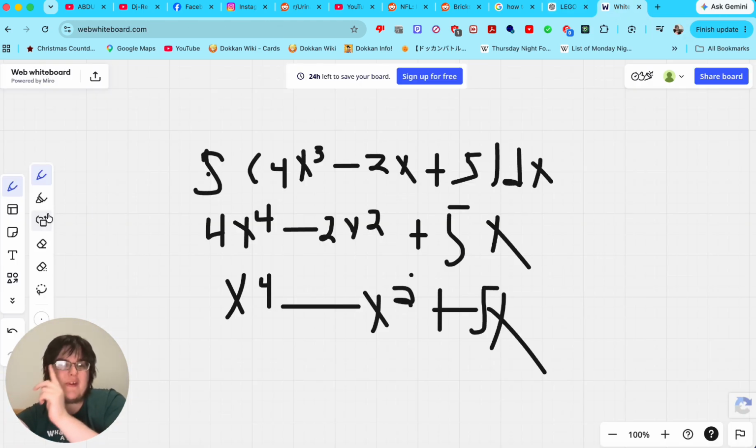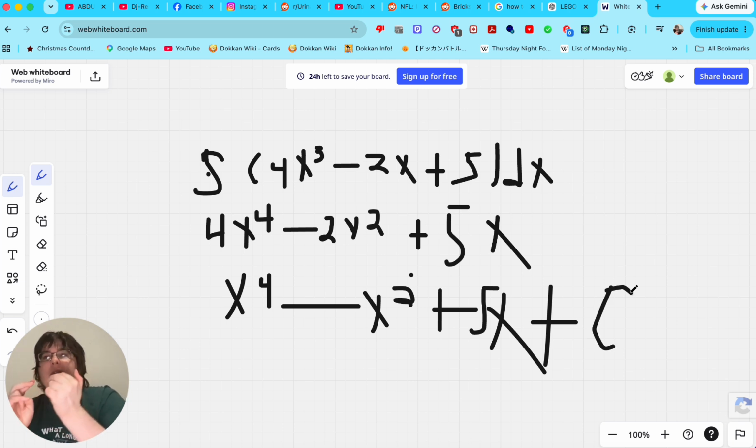Oh, yes. Do not forget the plus c. The plus c is important every single time. If you're doing an indefinite integral, you're going to want to remember the plus c.